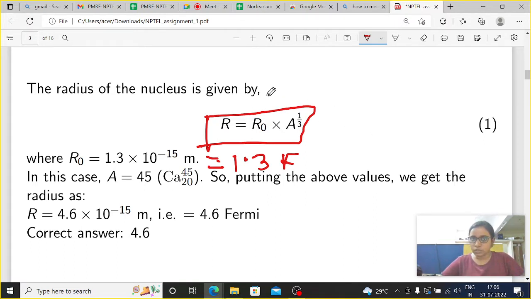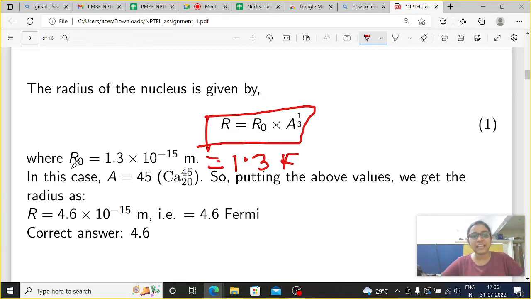Is there any question? Yes, I have a question here. What value should we take for r naught? Some books take it as 1.2, the professor takes it as 1.25, and you take 1.3, because there are slight variations every time.